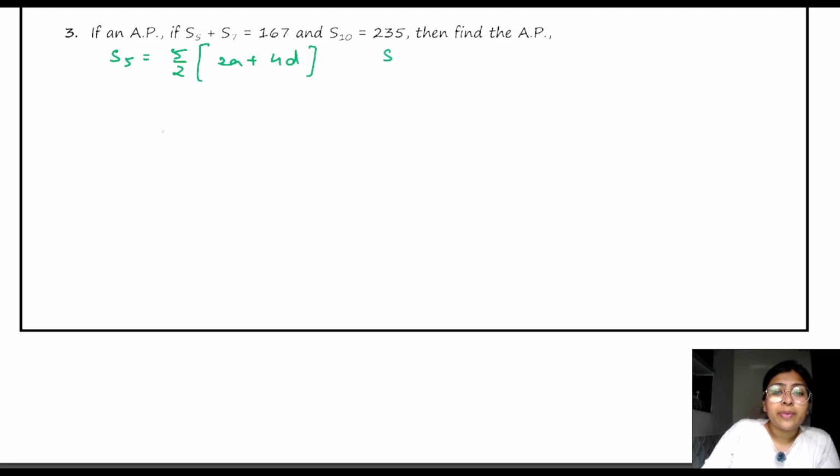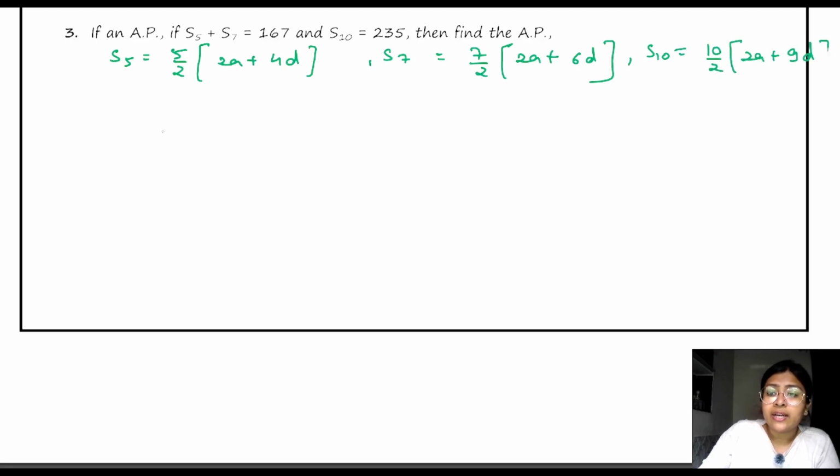What do you mean by S7? S7 can be written as 7 over 2 bracket 2a plus 6d. Yes or no? Yes. And what can you write instead of S10? S10 can be written as 10 by 2 bracket 2a plus 9d. This is clear? According to the question, the sum of S5 and S7 is given, so we can add. Let this be equation 1, equation 2, and this is equation 3. Add 1 and 2.